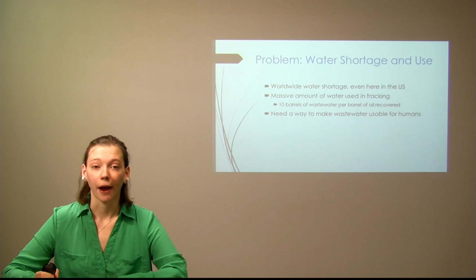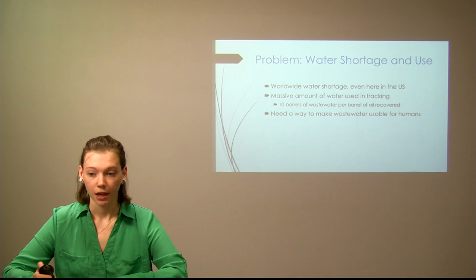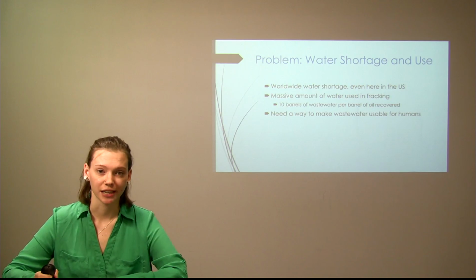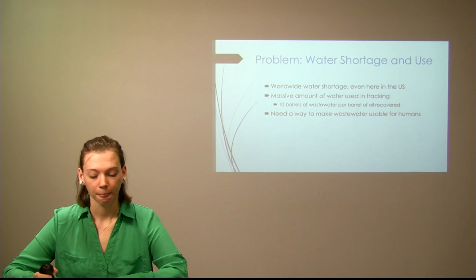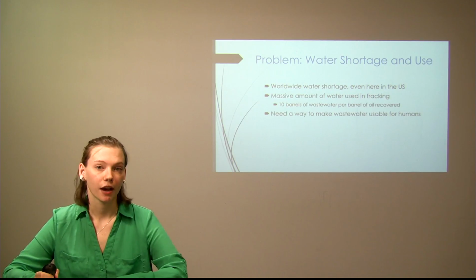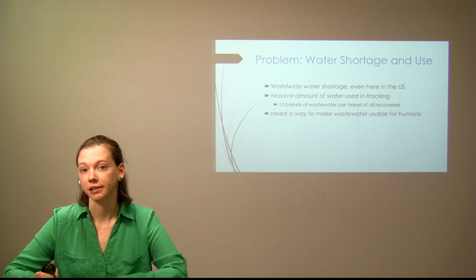For every 1 barrel of oil they can recover this way, they produce 10 barrels of wastewater. This wastewater is salty and has chemical impurities that make it unsafe for human use. One way to work around the water shortage would be to recover that wastewater, finding a feasible process to make it usable.